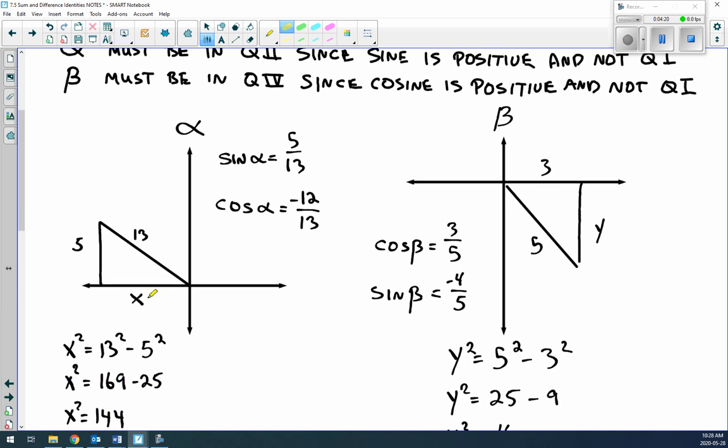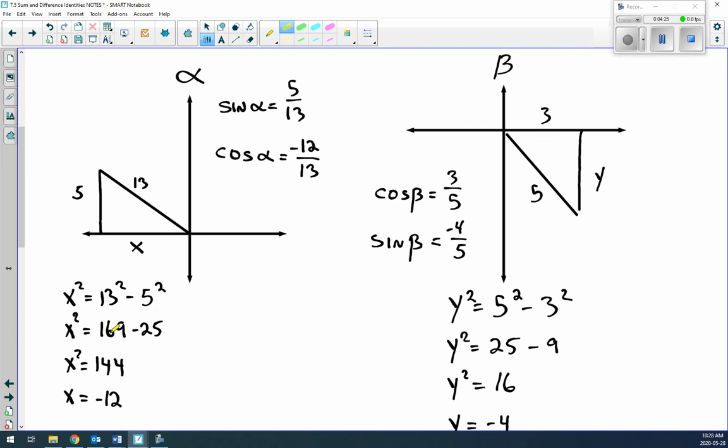What do we know about x right away? Well, x has to be negative if it's in quadrant 2. So how do we find that? Well, you can do Pythagorean Theorem, or you realize this is just what's called a Pythagorean triple, right? 5, 12, 13. The most common one we know is 3, 4, 5. So we do the math here. We find this is 12, so it's going to be negative 12.